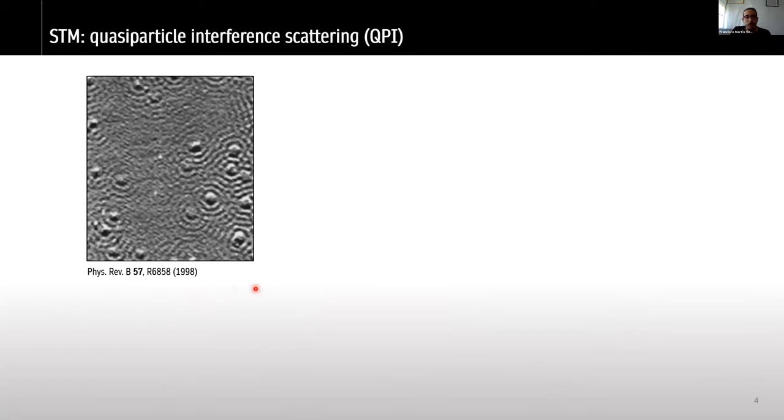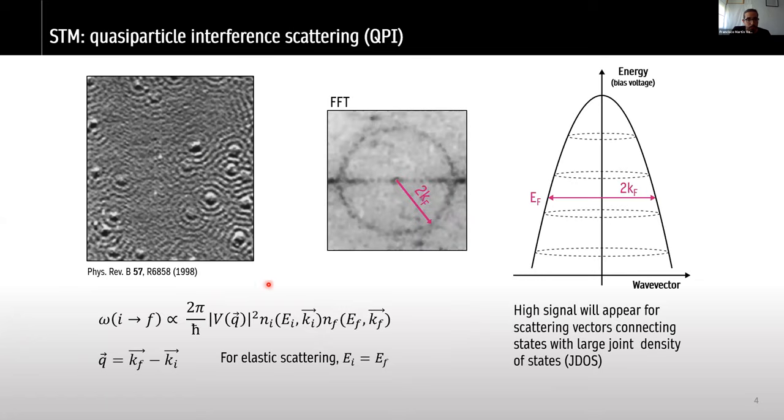Something interesting we can do with STM is to study quasi-particle interference scattering. If we have impurities or defects on the surface, electrons are scattered around, producing these oscillating patterns in the local density of states that can be observed in the tunneling conductance images with the STM. Fourier transforming these images, we can obtain the main scattering vectors, and the dispersion relation of the material can be reconstructed by following these scattering Q vectors in the STM conductance images at different bias voltages.